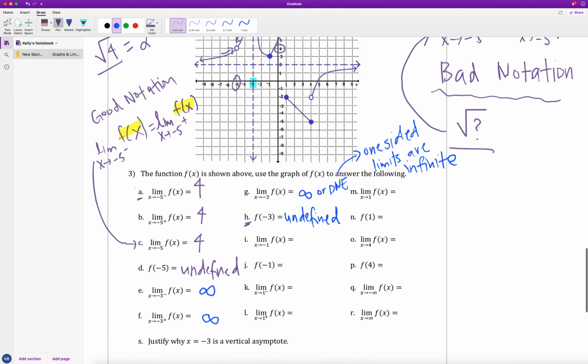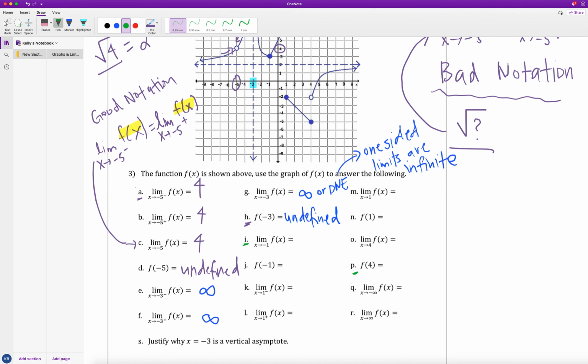Okay, I want you guys to go ahead and try I through P on your own first, and then we will check them. Okay, let's start checking these.